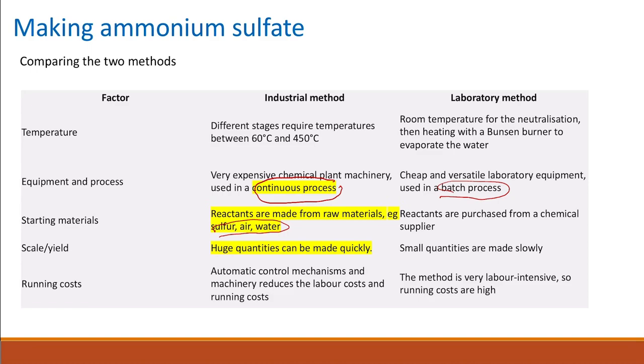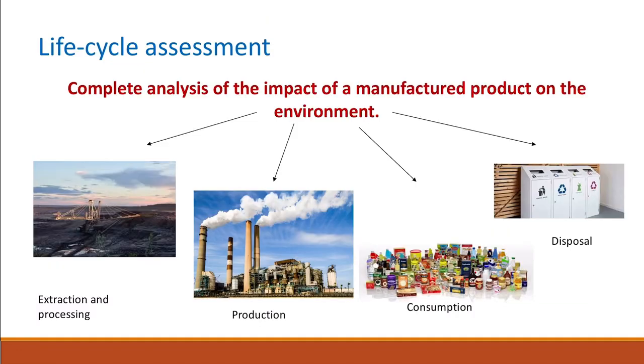The scale and yield: the industrial process will produce large or huge quantities, which are made quite quickly, but in the laboratory methods, only small quantities are made, which is very slowly. Of course, the running cost: the industrial process has an automated control mechanism, and it's a continuous process, but in the laboratory, it's very labor intensive and the running cost will be very high.